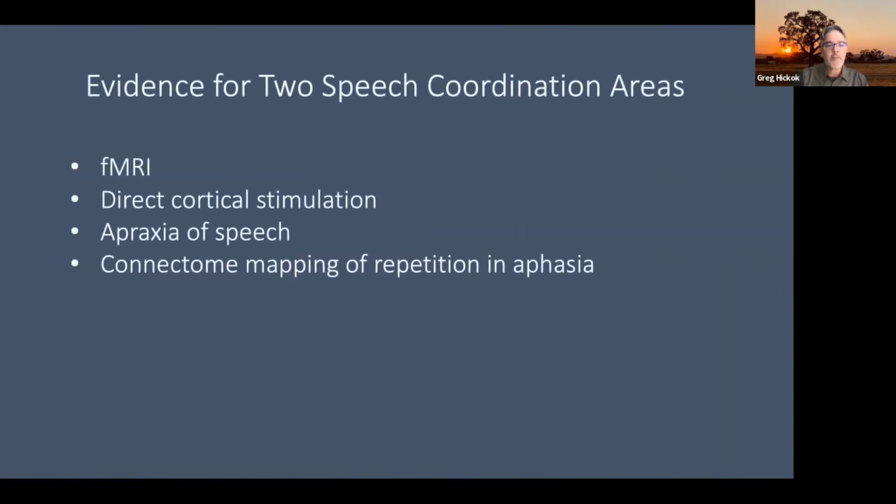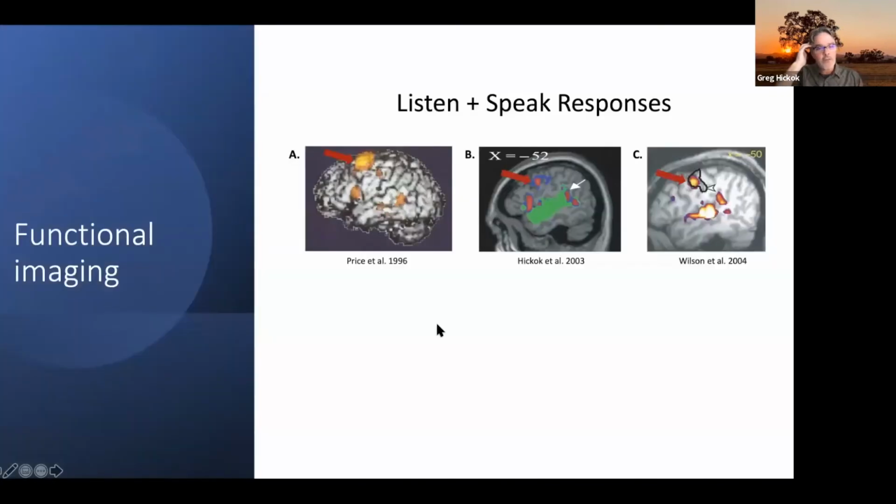So I'm going to talk about four different sources of evidence. The first part of this talk is going to be trying to make the case for two speech coordination areas. And we're going to look at fMRI, direct cortical stimulation, apraxia of speech, which is probably the closest syndrome to what Broca was interested in studying or thought he was studying. And then a connectome mapping of repetition and aphasia, which I've already previewed. That was Vache Baboyan's study. So let's start with functional imaging.